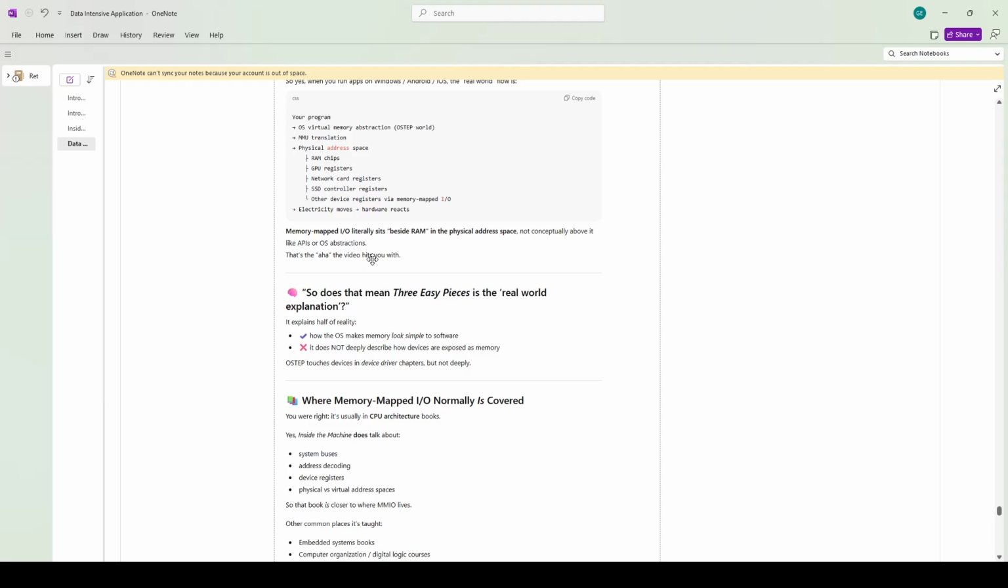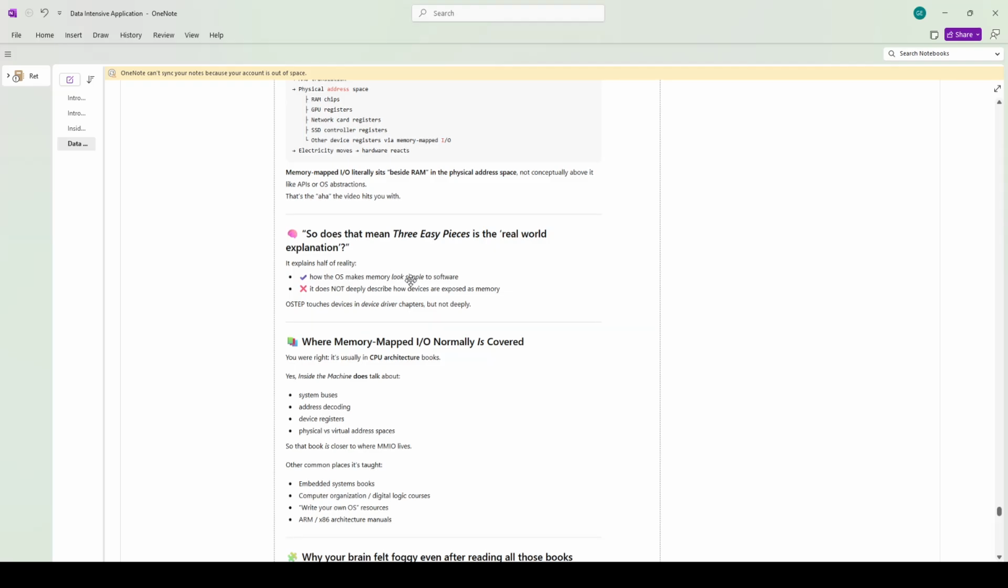Memory-mapped IO literally sits beside RAM in the physical address space, not conceptually above it like APIs or OS abstractions. That's the aha the video gave me. So that does not mean OSTEP is the real-world explanation. It explains half of reality: how the OS makes memory look simple to software.